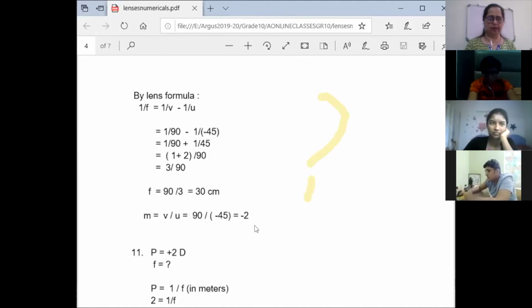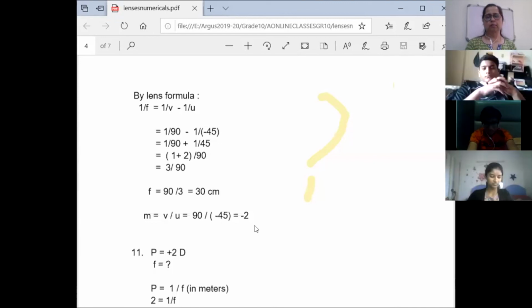Where is the object placed, Ali? The image is the same size as the object. Where is the object placed? Hurry up. Ma'am, I don't know. You're not paying attention. You're busy coloring the screen, I think. Center of curvature. Melissa, you tell me.